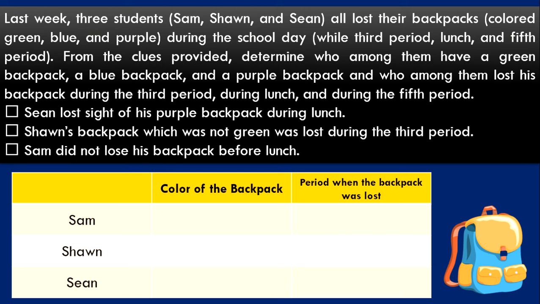Okay, so given these clues, Sean lost sight of his purple backpack during lunch. Shawn's backpack, which was not green, was lost during the third period, and Sam did not lose his backpack before lunch.